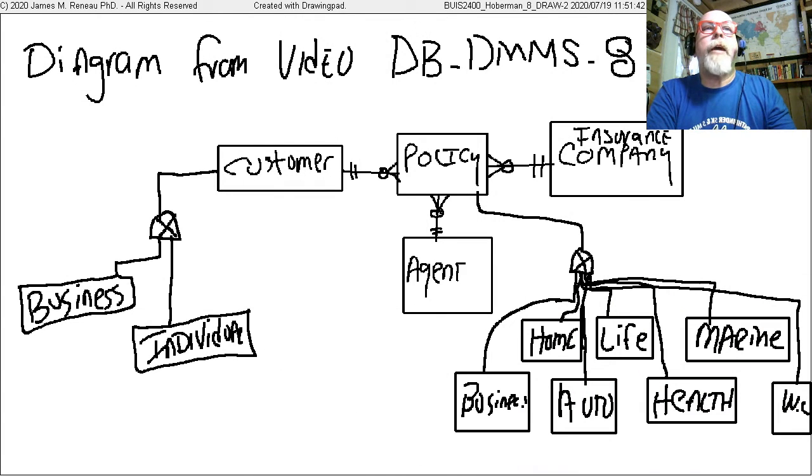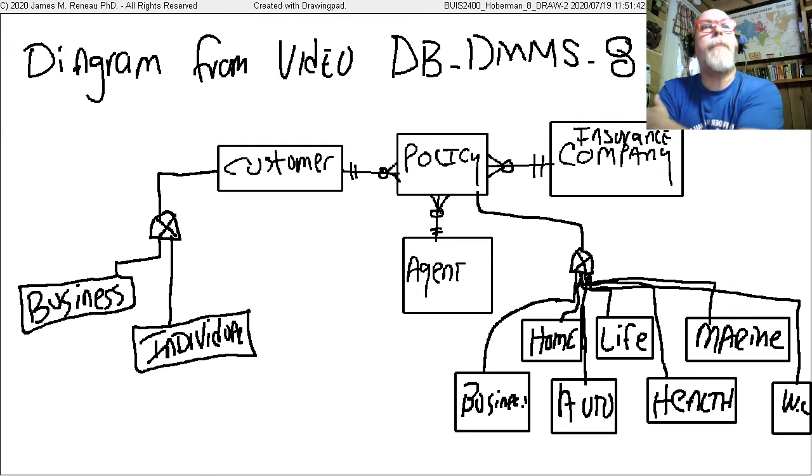Our subject area model looked like this, with a policy having one insurance company, an insurance company having 0 or more policies with the agency, a customer having 0 or more policies with the agency, but a policy belonging to one and only one customer, a policy belonging to one and only one agent, but an agent having 0 or more policies in the agency. So those are the 4 central tables.